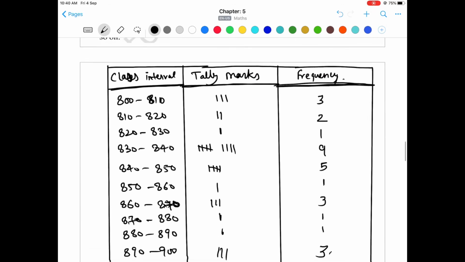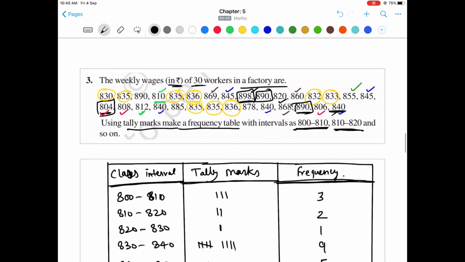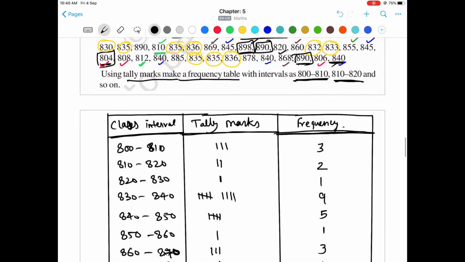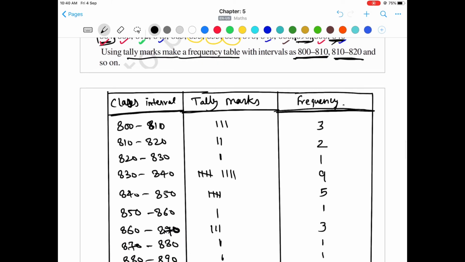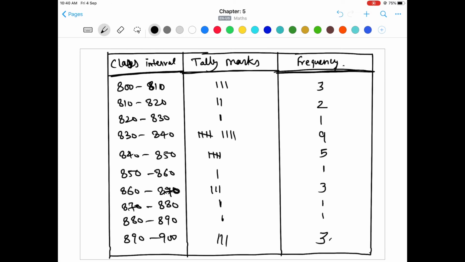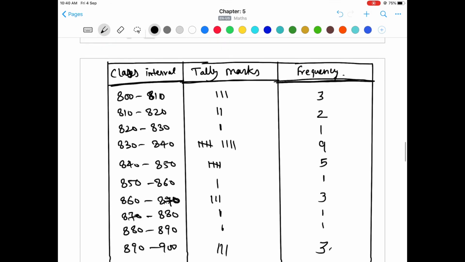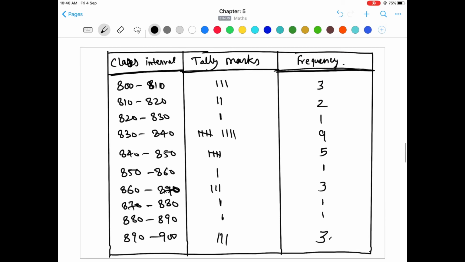Okay, so that's the frequency distribution table for question number 3. That's how we can represent this data using a frequency distribution table. You have to count these numbers carefully. As it is given that the number of workers is 30, you can count the frequencies and the sum should be 30. Let's see. 3 plus 2 is 5, 5 plus 1 is 6, 6 plus 9 is 15, 15 plus 5 is 20, 20 plus 1 is 21, 21 plus 3 is 24, 25, 26.